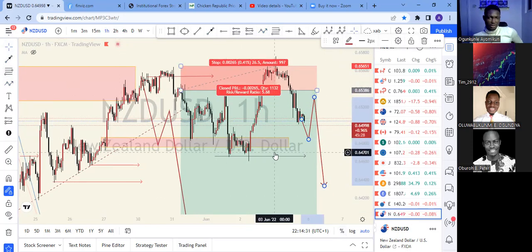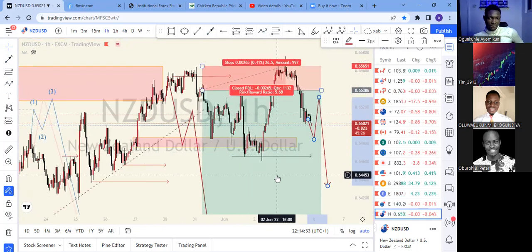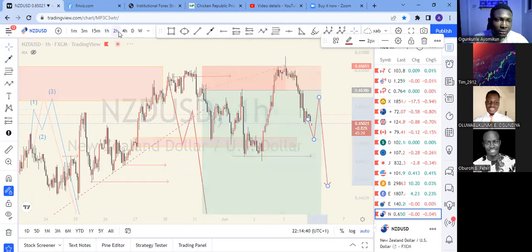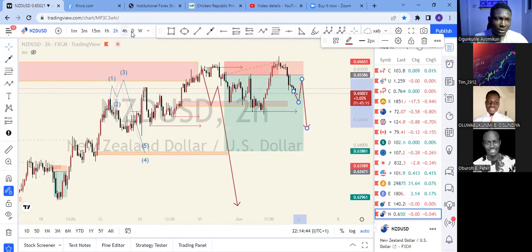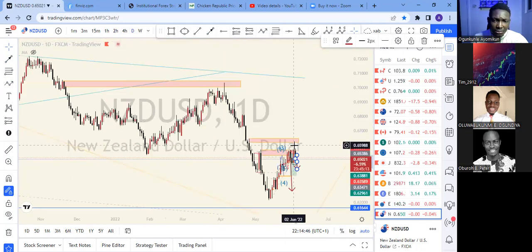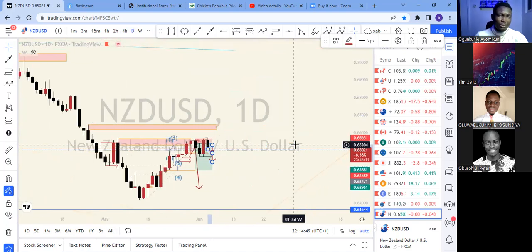All right, perhaps something along this line to give a clear indication that we're ready to go lower. Yeah, okay, I think that works. I think that still works. All right, so that's NZD USD.